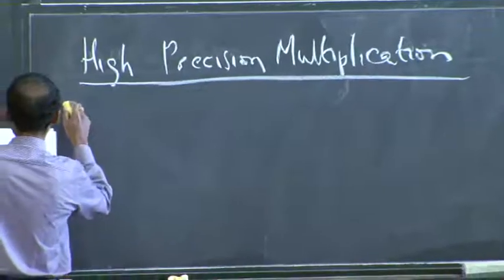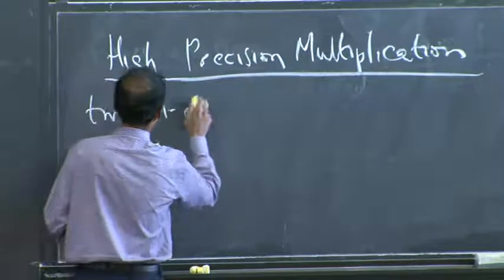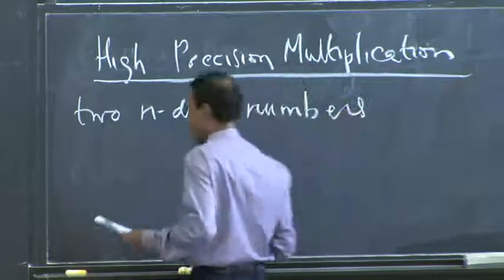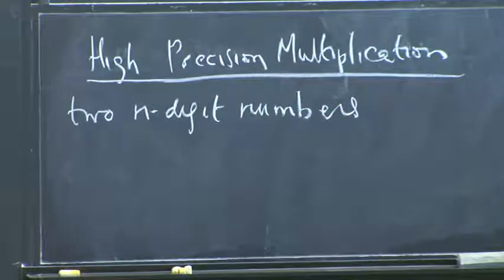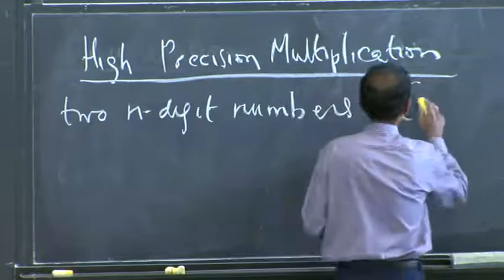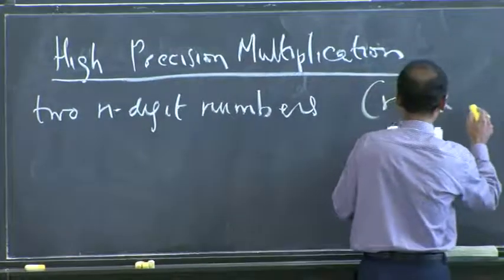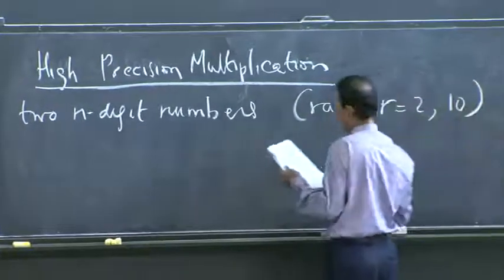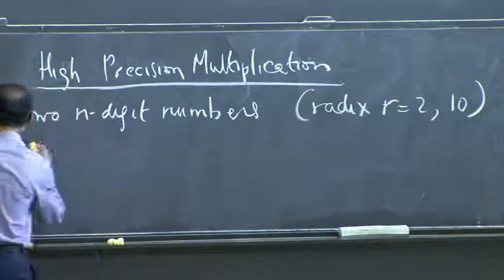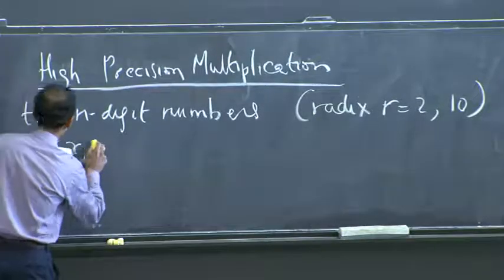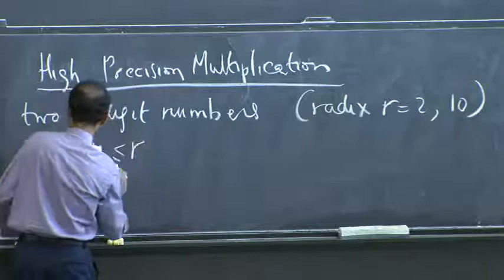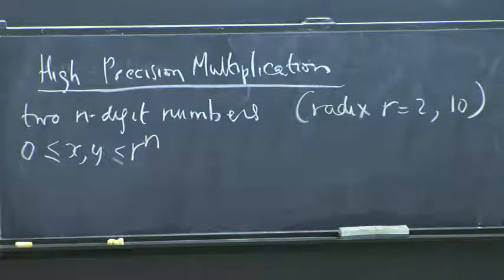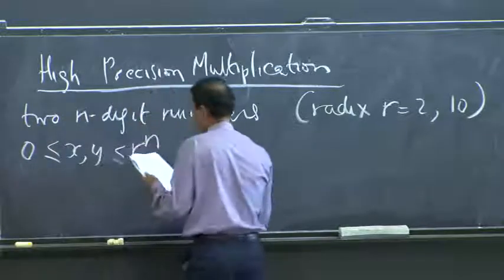So I have two n-digit numbers, and the radix, the base, could be 2 or 10, normally; it doesn't really matter. 0 less than x, less than y, strictly less than r raised to n. That's standard for the ranges.